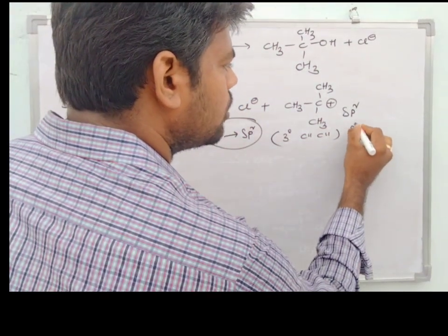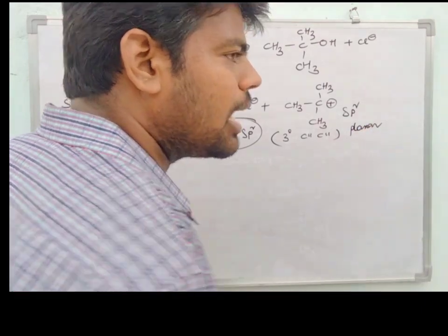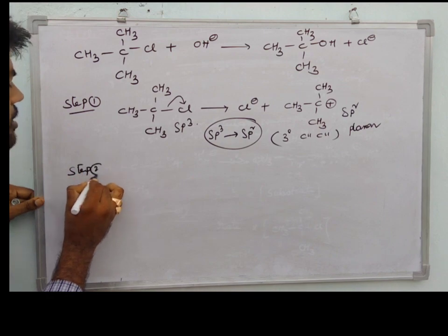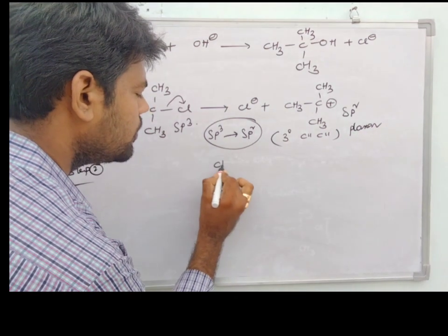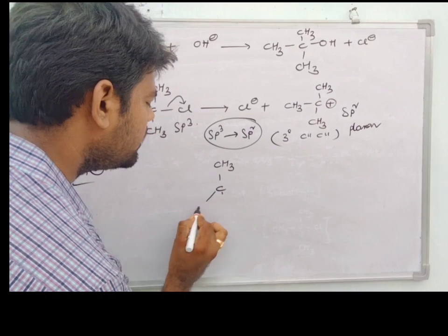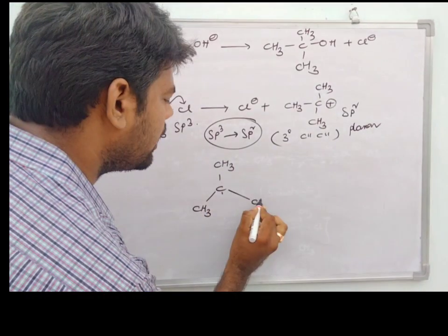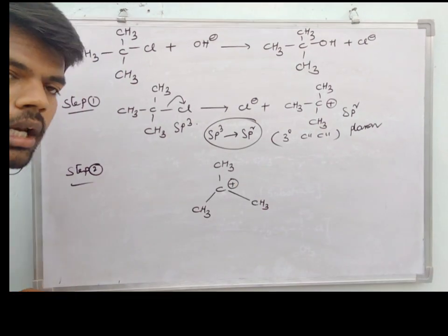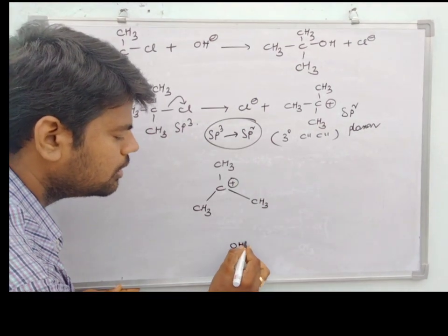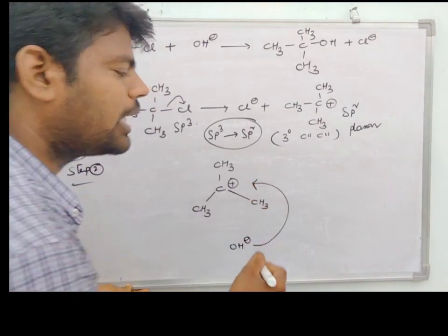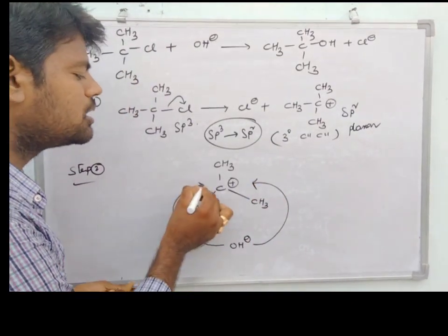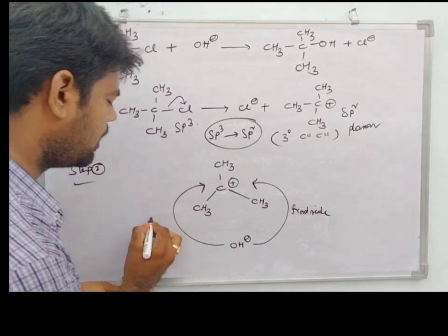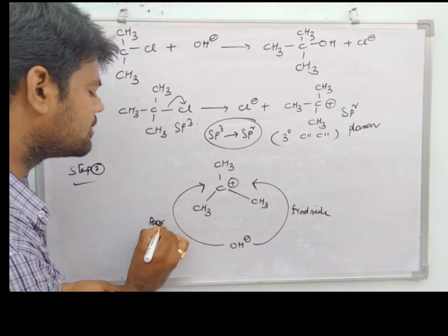It is said to be in a planar shape. Due to the planar shape only, in step 2, with two methyl groups, CH3 and CH3, we know that a carbon having a positive charge is a carbocation. On the carbocation, the nucleophile OH minus can attack from the front side, and attack from the back side is also possible.